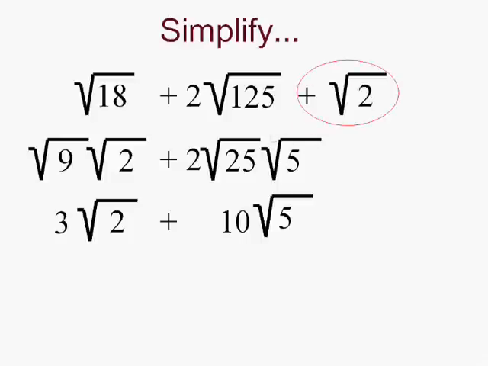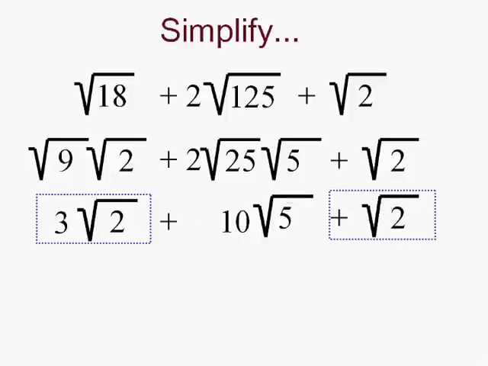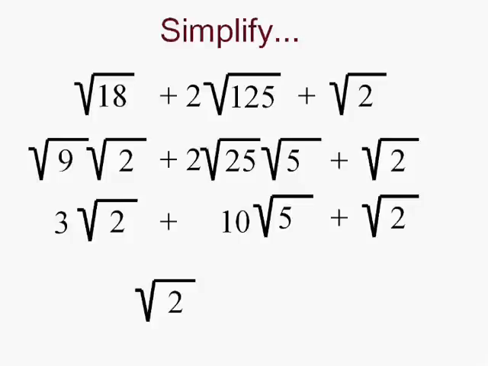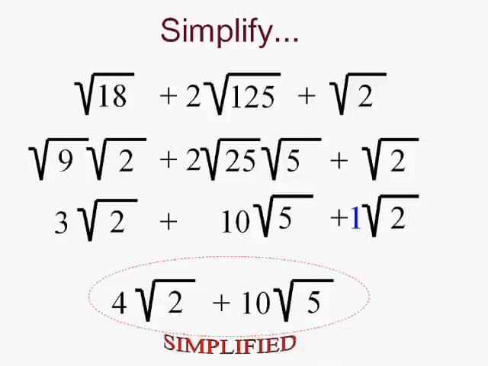Now this one, sometimes there's just nothing you can do. So you just bring down the garbage. But recall that if we have similar terms, we can add them. 3 radical 2 and 1 radical 2 make 4 radical 2. And we can't do anything with the radical 5, so we just bring it down. And that's your answer. So remember that you're going to have to simplify everything so that you're positive whether or not you have actual like terms.